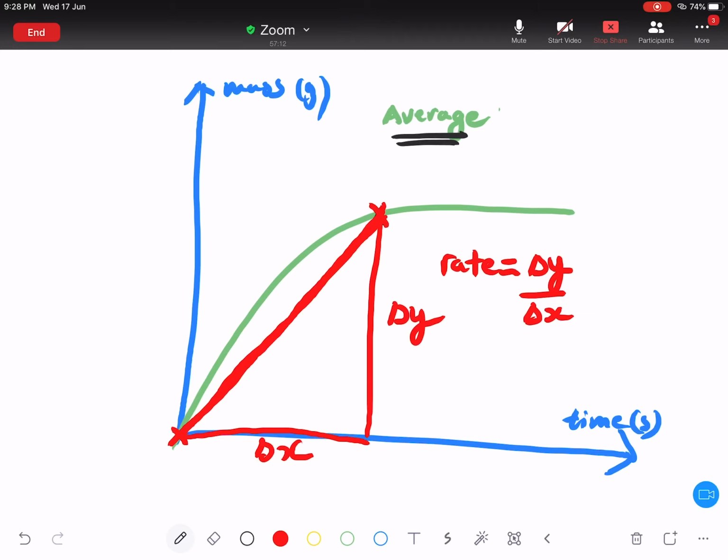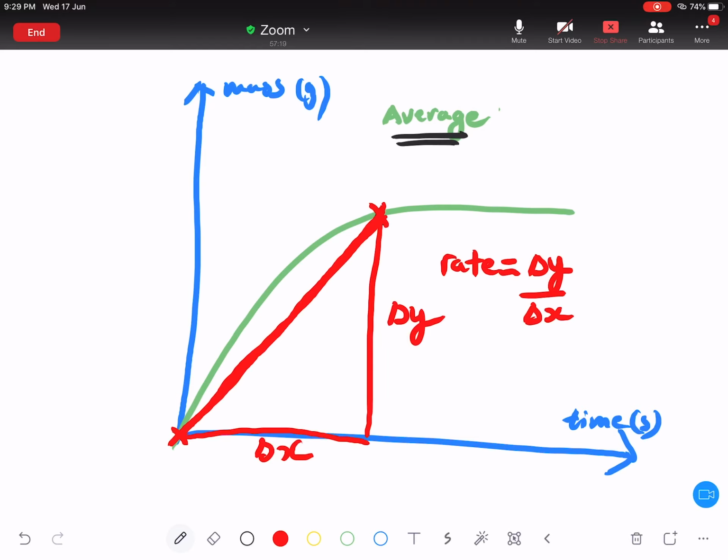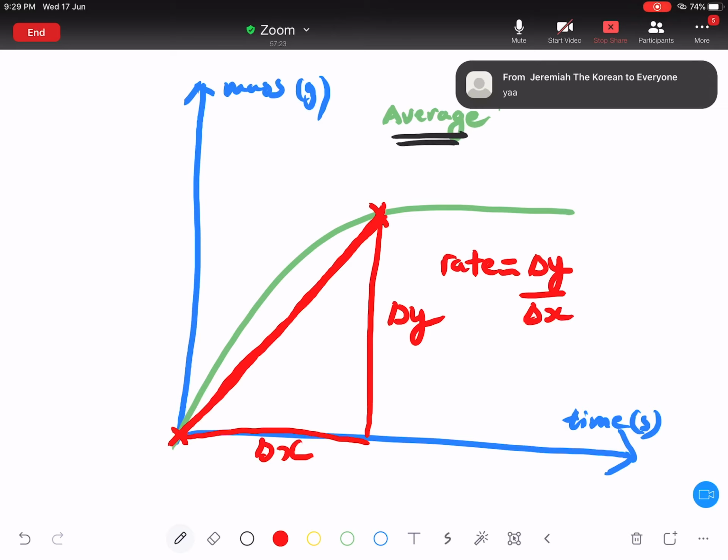Okay, faham ya anak-anak semua? Where it stop, situlah average-nya. Yes. The starting point dia stop is the average.